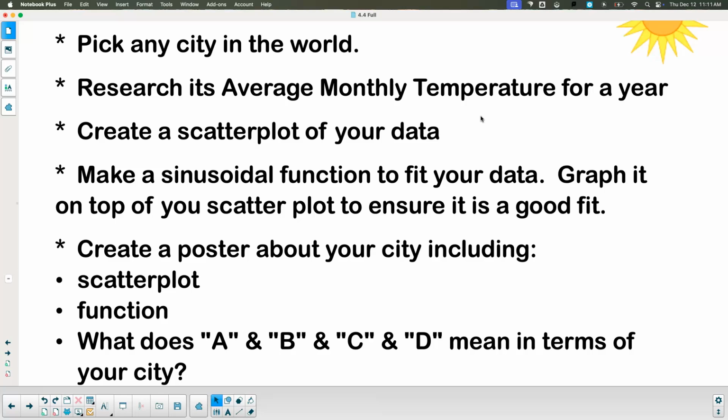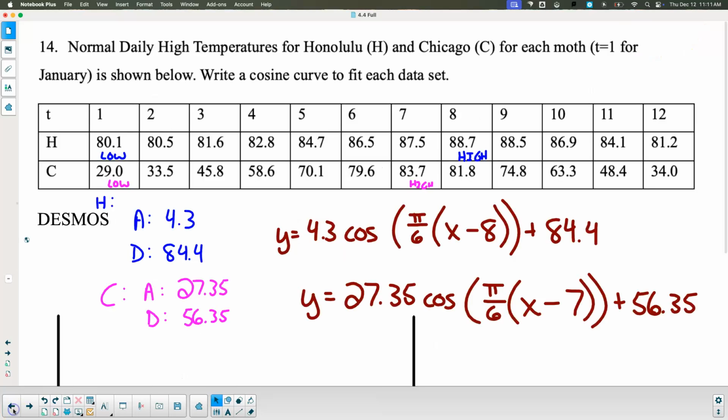So if I go back to Honolulu and Chicago, let's talk about what those mean. What does A mean in terms of Honolulu or Chicago? Think about that one. Your B's are all going to be the same. Your B is always going to be pi over 6, because it's 12 months, and so your period is always 12.